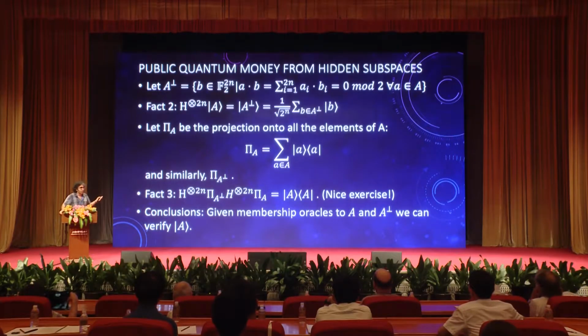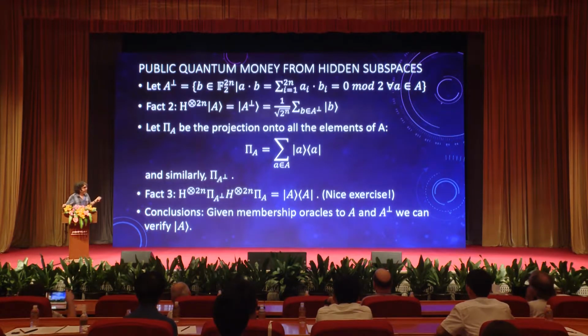We need another definition, A dual. This is the set of all elements from this vector space whose inner product with all the elements in A is 0. And the second fact that we'll need is that if you apply the Hadamard transform to that state A, you get the state A dual. So this is another subspace, and here A dual is just the uniform superposition over that subspace. This is not too hard to show.